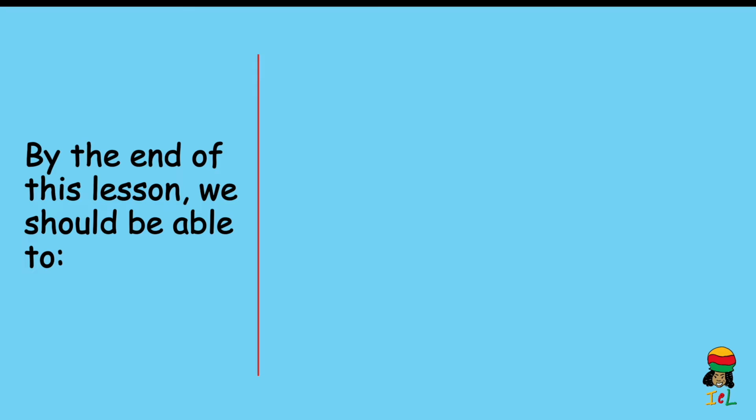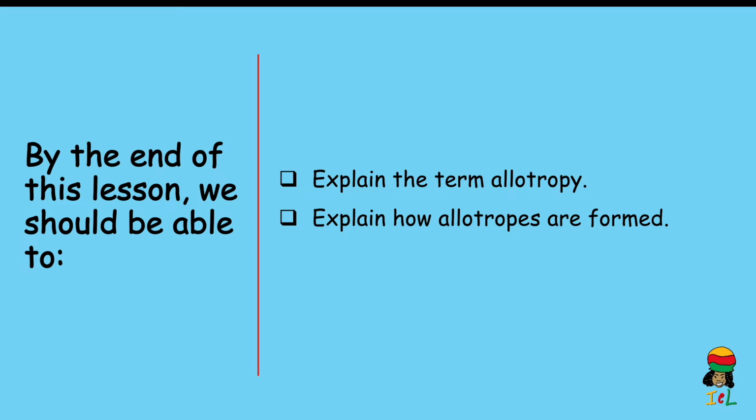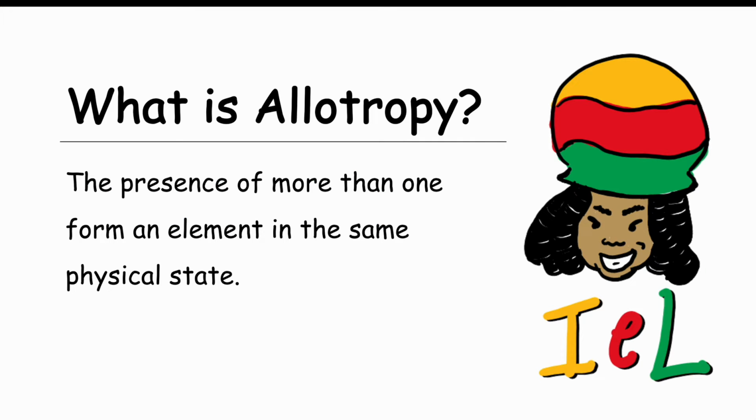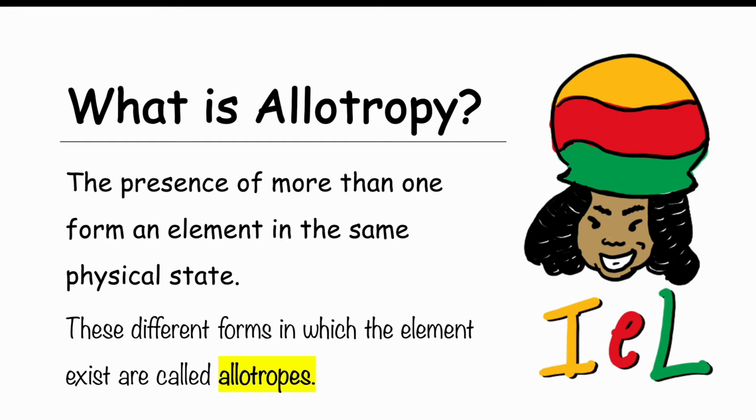By the end of this lesson, we should be able to explain the term allotropy, explain how allotropes are formed, and identify allotropes of carbon. So what is allotropy? Well, allotropy is the presence of more than one form of an element in the same physical state. Now, the different forms in which the element exists are called allotropes.